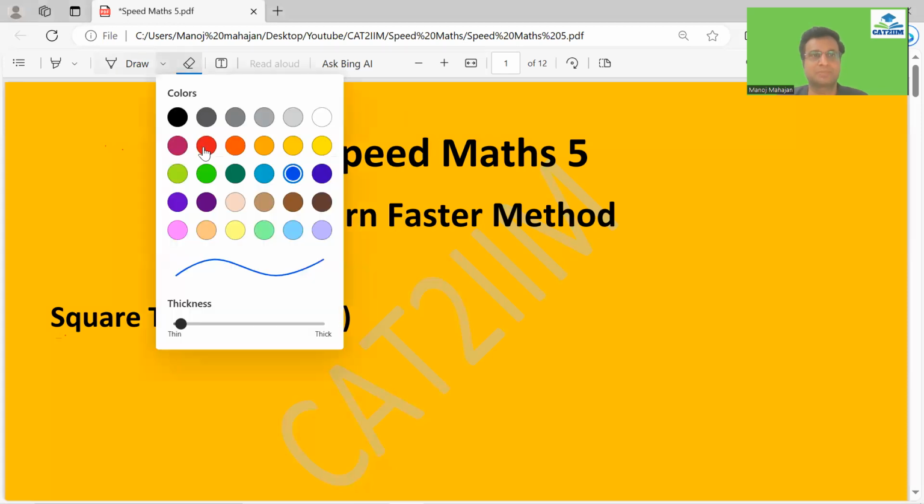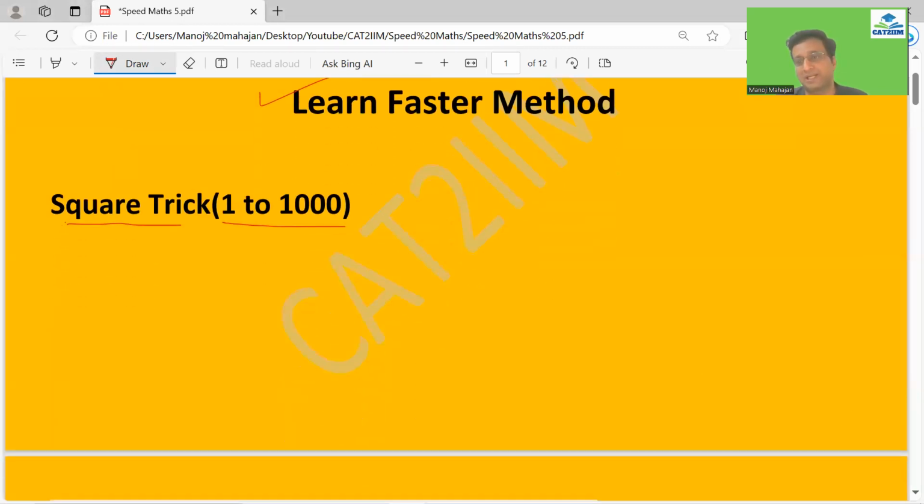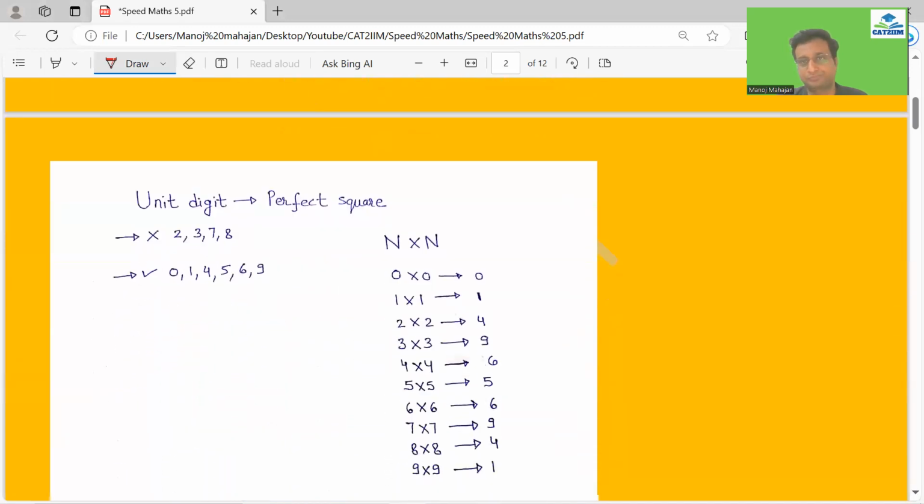So today's session is about Speed Maths 5. Of course, you're going to learn the faster method. Once you watch this complete session, you would be able to know the square trick and you can do the squares of the numbers from 1 to 1000 with ease. Yes, you heard it right. So let's see what are the concepts behind the perfect square.